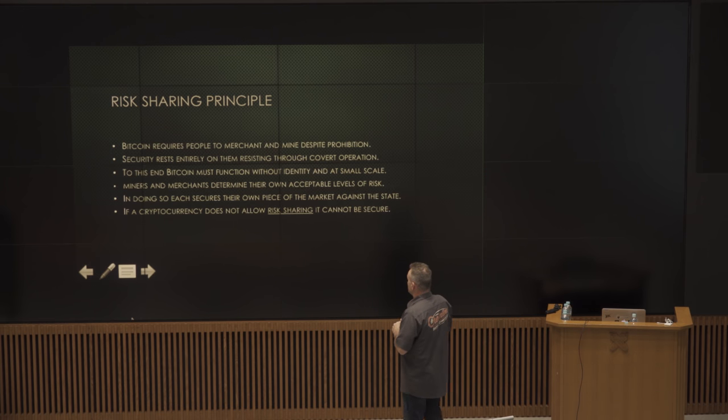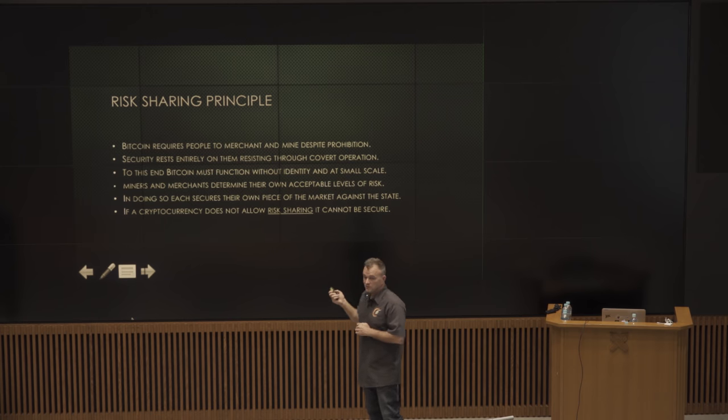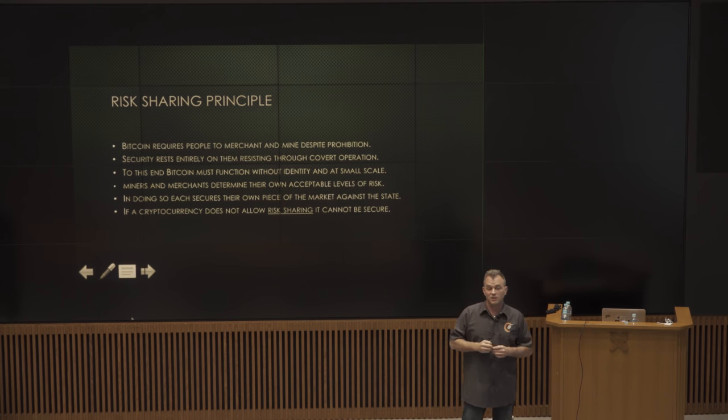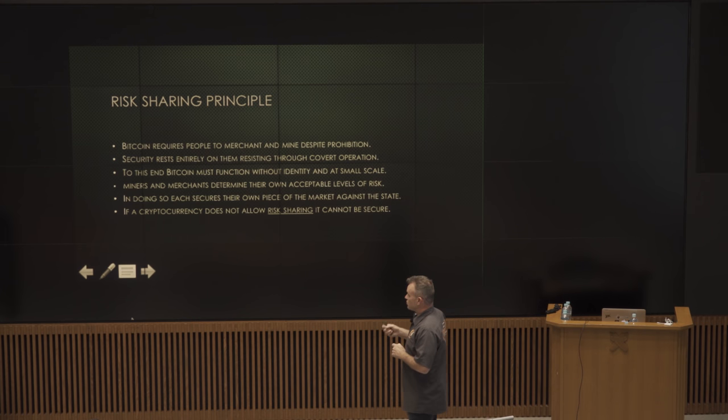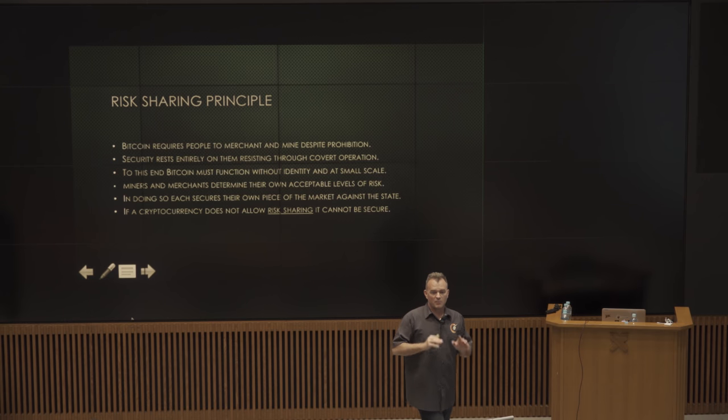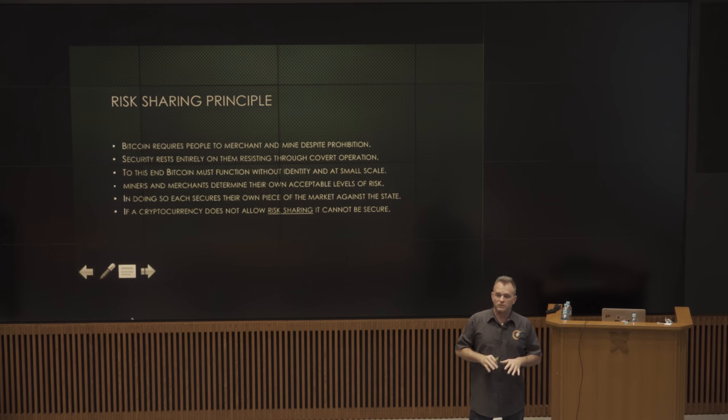And if a cryptocurrency does not allow risk sharing, it cannot be secure. In other words, if one entity is ultimately taking all the risk and it gets two life sentences, it's not a secure system. So that's principle number one. Bitcoin operates, each principle builds on the other. Nothing can happen unless people can hide, operate in secret, and therefore share all the risk of running the system.